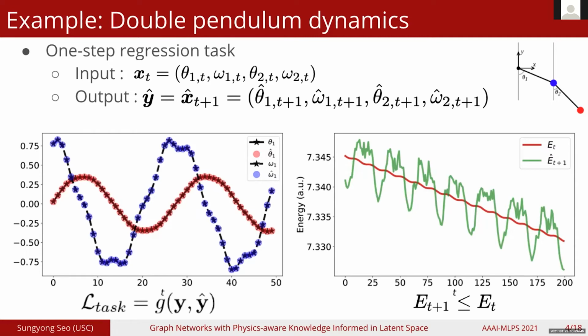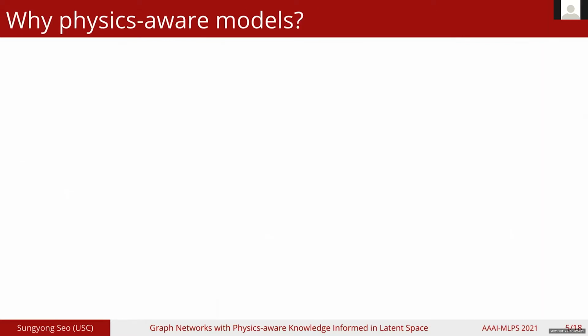However, when we plot the energy curve from the predicted state, we could see that a number of predictions actually violate the energy conservation law. As a non-zero damping coefficient exists, the energy should be monotonically decreasing as time goes by, but the right figure shows that the predicted energy, which is the green curve, actually goes up and down. This example clearly shows that the data-driven approach is not perfect, and it may miss important constraints if they are not explicitly provided. Then why do we propose physics-aware models?